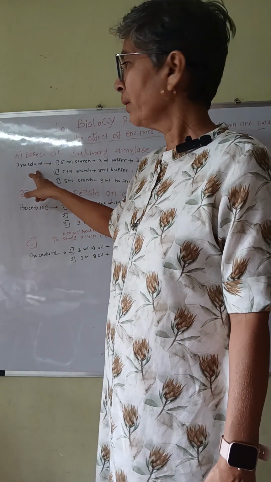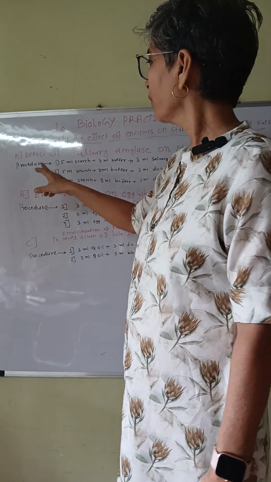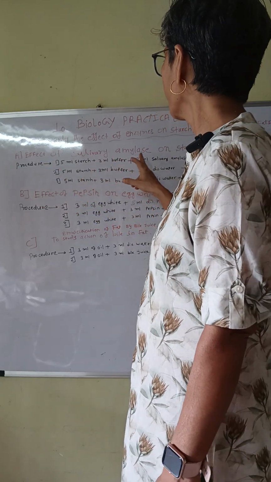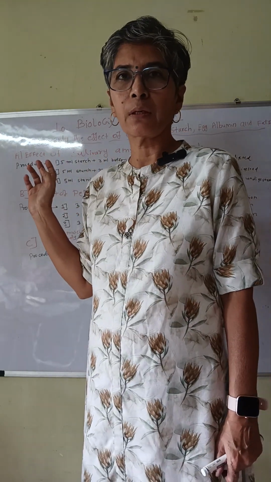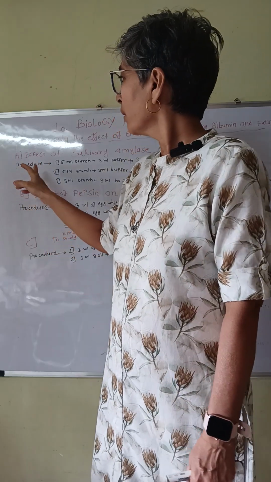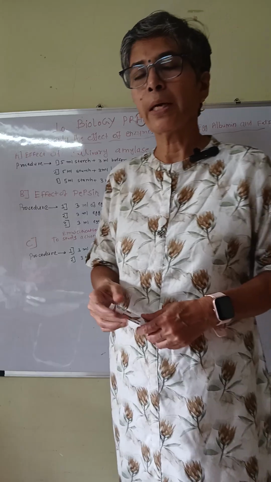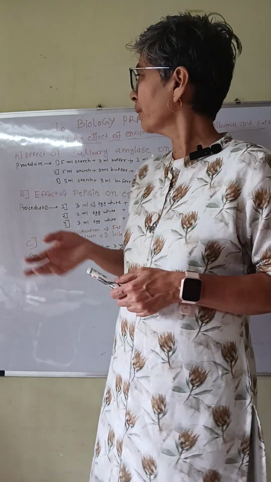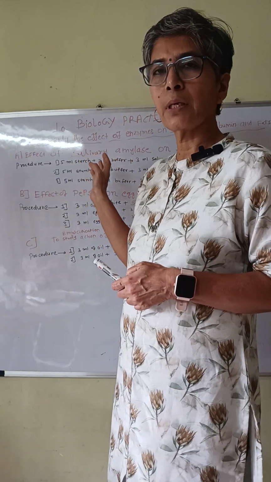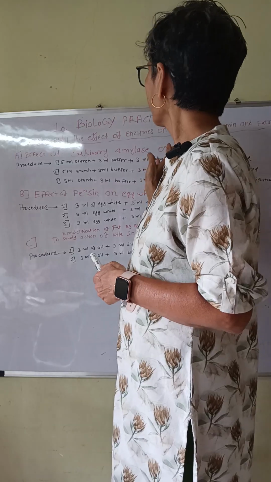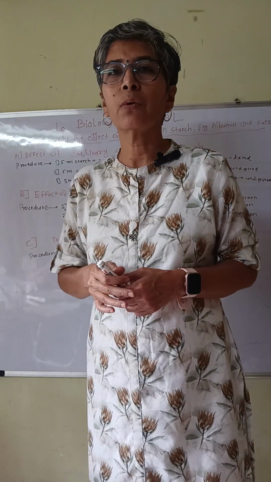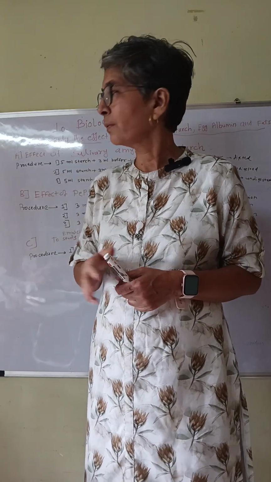In the first activity, the aim is to study the effect of salivary amylase on starch. For this, the requirements are test tubes, as usual a test tube stand, then salivary amylase, starch, distilled water, etc.